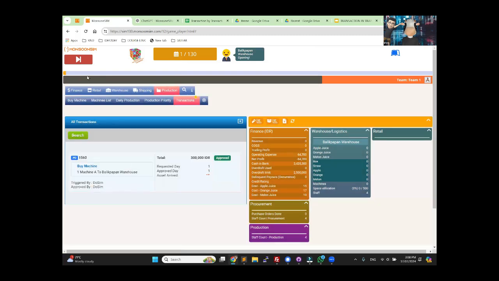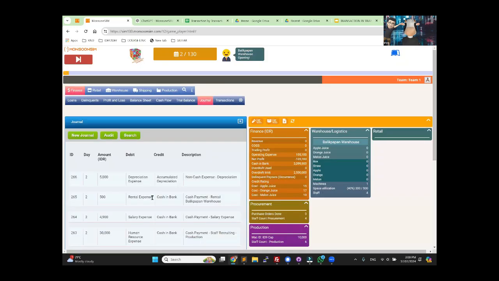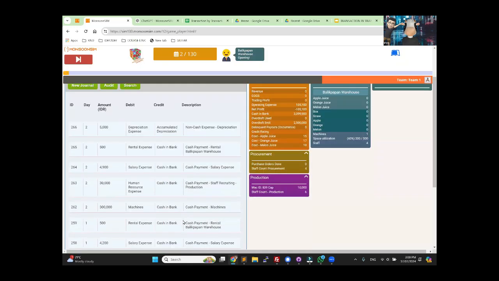Yep. Then one day, what is this? This is an asset, right? So your machine has come in. Look at your production. That's your machine. Your machine has come in. And then you can confirm it with the journal. That's your machine coming in. And you have depreciation coming now, right? The depreciation starts to happen.